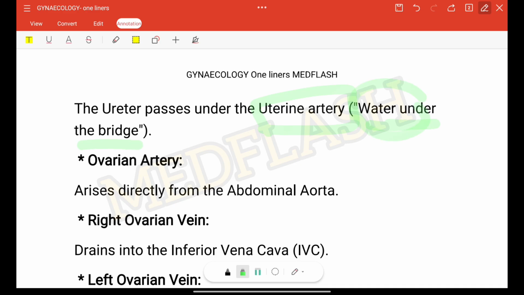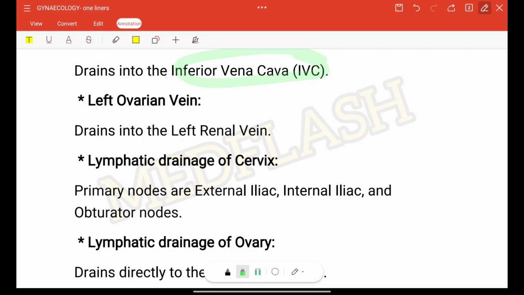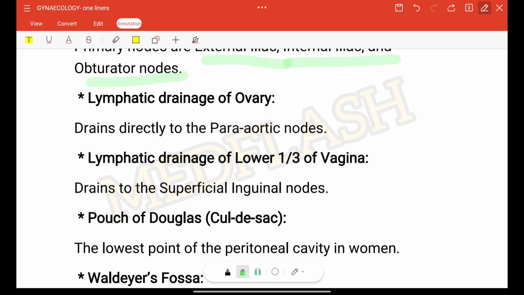Ovarian artery arises directly from the abdominal aorta. Right ovarian vein drains into the inferior vena cava. Left ovarian vein drains into the left renal vein. Lymphatic drainage of cervix: primary nodes are external iliac, internal iliac and obturator nodes. Lymphatic drainage of ovary drains directly to the para-aortic nodes.